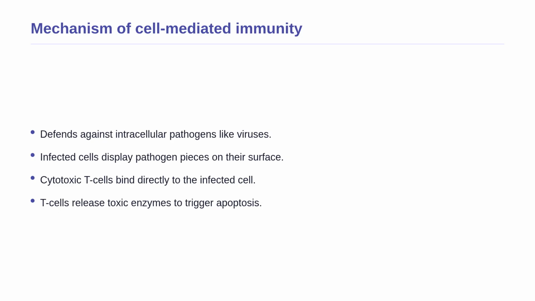When a virus infects a host cell, the cell displays pieces of the pathogen on its surface. Cytotoxic T cells recognize these displayed pieces and bind directly to the infected cell. Once bound, the T cell releases toxic enzymes that trigger apoptosis, which is programmed cell death. This destroys the infected cell and the virus replicating inside it.